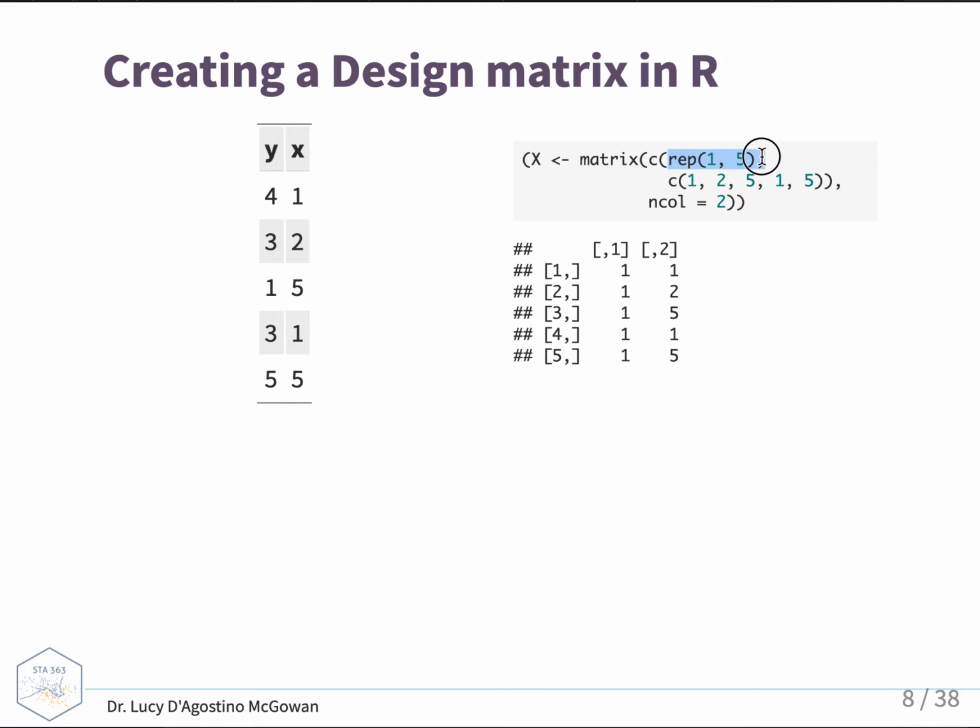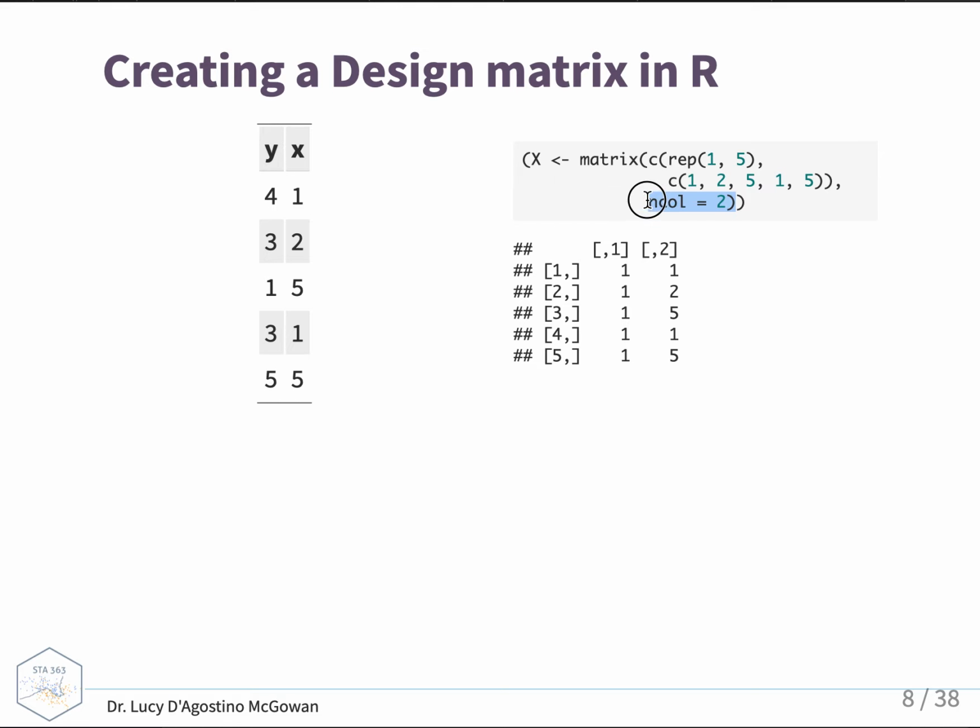And so if I was fitting a bigger data frame, like let's say there were 10 observations in this data frame, I would use rep of 1, 10 times. That's going to be the number of times we repeat 1, the number of rows that there are in my data frame. And then the second argument here are just my x values. Because I only have one set of x values, I just have one set here. So that's 1, 2, 5, 1, 5.